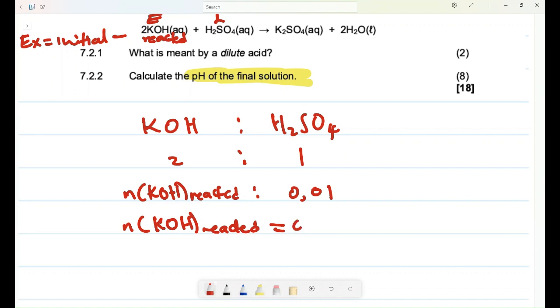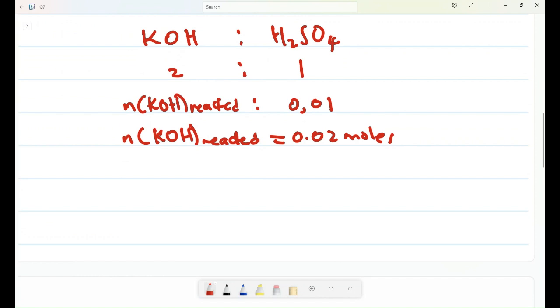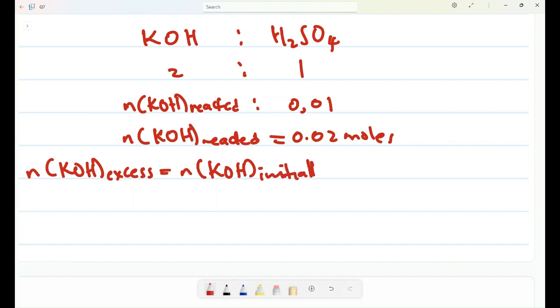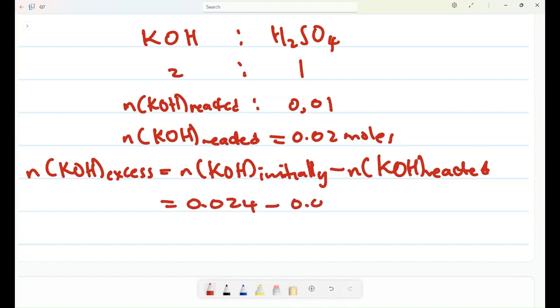It is equal to 0.02 moles. But now I can find the number of moles that are in excess. Number of moles of KOH in excess is the number of moles of KOH that were there initially minus the number of moles of KOH that reacted. So initially it had 0.024 minus 0.02, which gives us 0.004 moles.